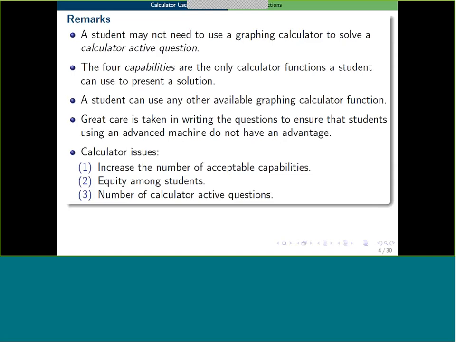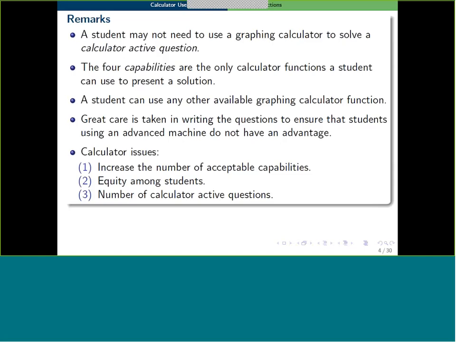And just as a little aside, there are some calculator issues I want you to know about that the development committee has kicked around over the last several years. One of them, one of my pet peeves, is it would be really nice, I think, to increase the number of acceptable capabilities. These 4 capabilities have been around for a long time. Calculators, technology has evolved tremendously. It seems like we ought to be able to allow the student to use more capabilities on the machine. It sounds easy to say that, but it's proven much more difficult to implement. So for now, I think we're staying with the 4 capabilities.